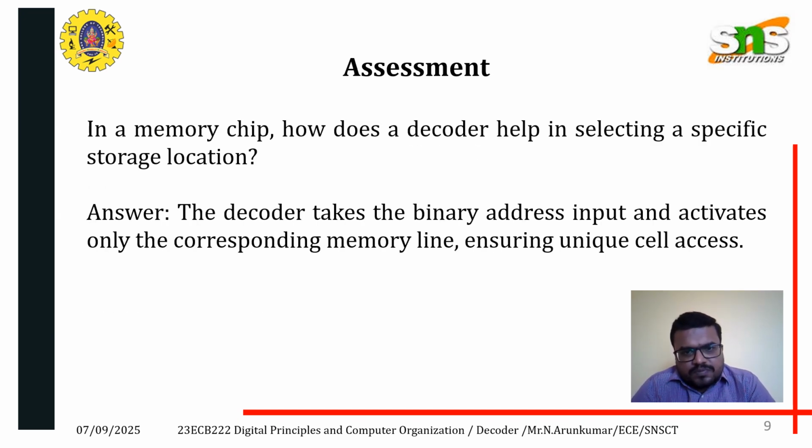Assessment. In a memory chip, how does a decoder help in selecting a specific storage location? Because we are assigning a lot of storage in a memory chip, the decoder takes the binary address input and activates only the corresponding memory line, ensuring unique access. For example, 101 means the particular row is selected and the selected value is assigned, and it is considered for accessing the storage locations.